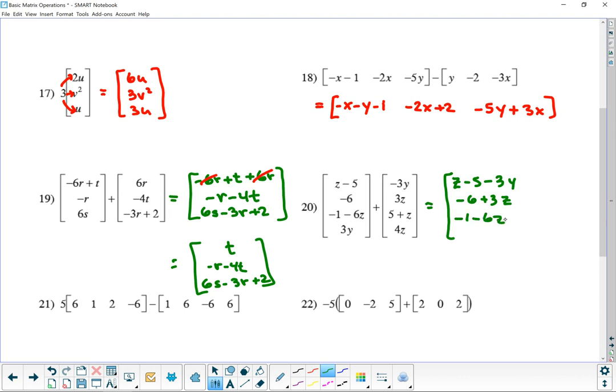Negative 1 minus 6z plus 5 plus z. So you can see you're going to be able to do a lot with this one right here.